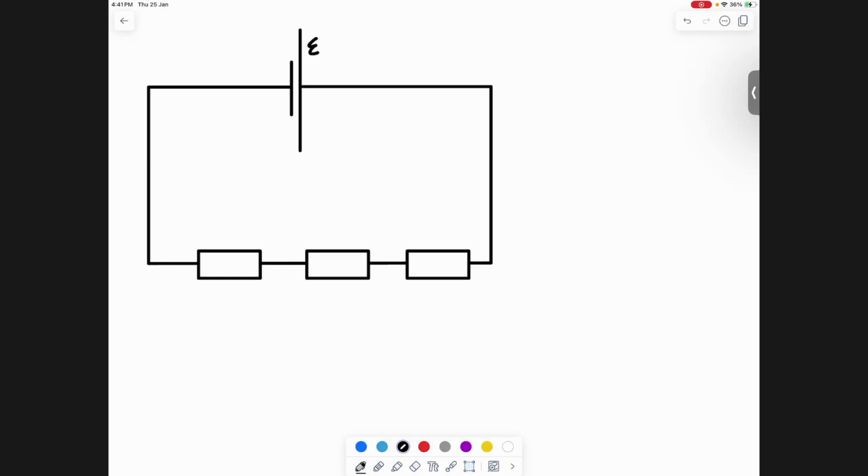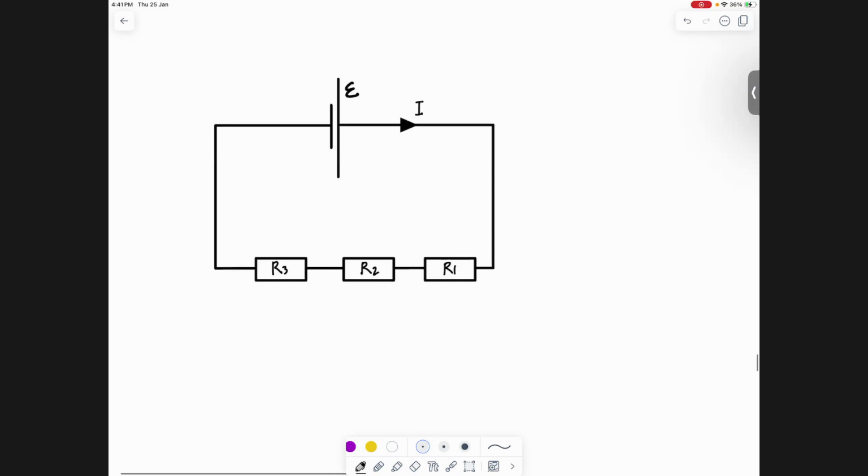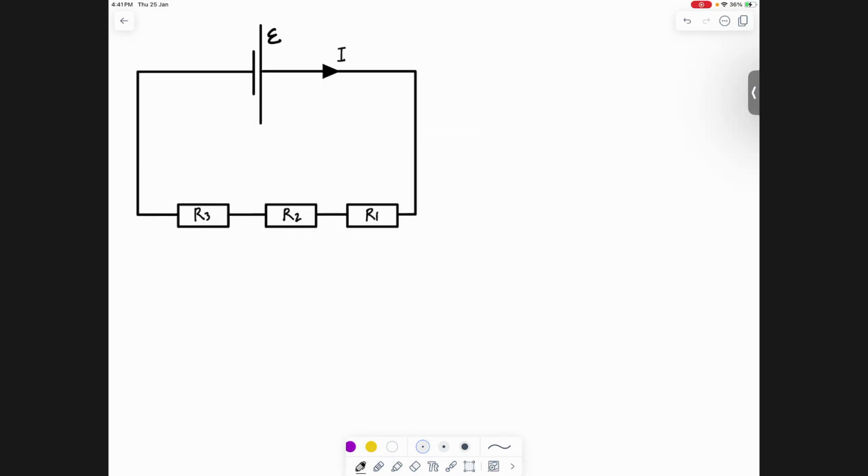So this is EMF. The symbol used for EMF is epsilon, okay? It's a universal symbol. There's current flowing through the circuit, which is I. That's the amount of current flowing through. This is R1, this is R2, this is R3, okay? They'll ask you to form an equation for this circuit in terms of I, R1, R2, R3, and E, using Kirchhoff's second law, right?